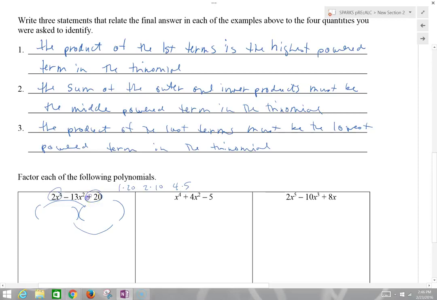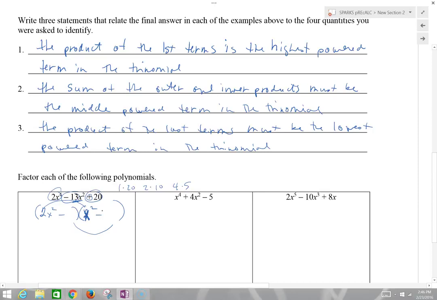And because this is positive, we need them both to be positive or both to be negative. And the only way we can get a negative 13 is if they're both negative. Then we look at the front half, and the only way to get 2x to the 4th, when we have an x squared as our middle term, is going to be 2x squared times x squared. And these are both negative.